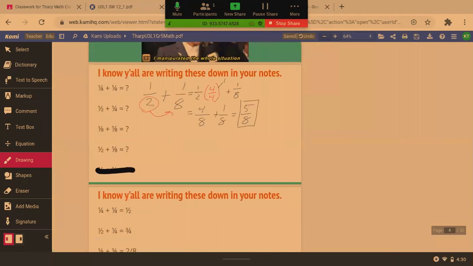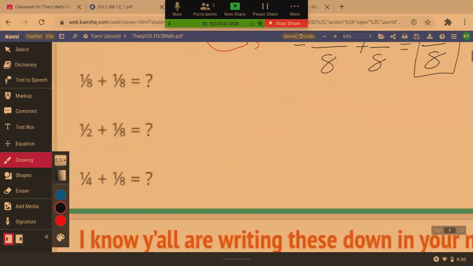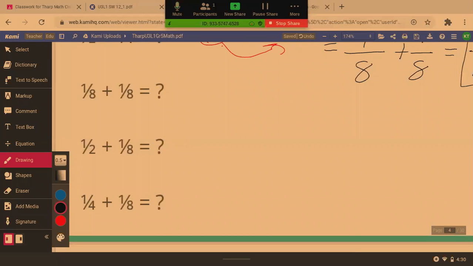All right, now to our final one. 1/4 plus 1/8. Now the denominators are not the same. We need to get the denominators the same. So 8 would be the easiest option.